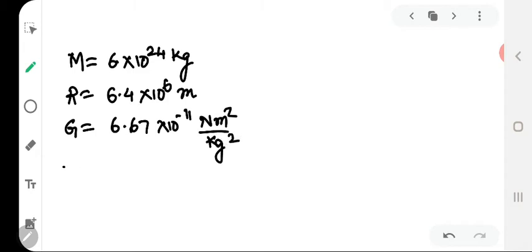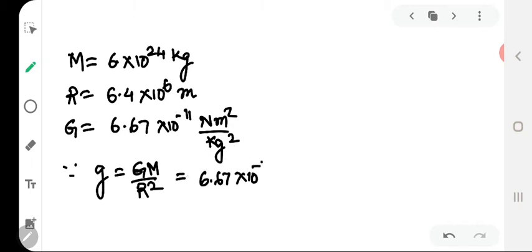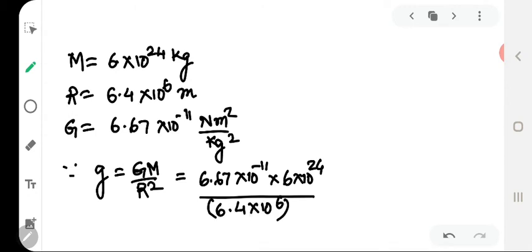So now, substituting in the expression for acceleration due to gravity, since g is equal to GM by r square, that will give us 6.67 into 10 to the power minus 11 into 6 into 10 to the power 24 divided by 6.4 into 10 to the power 6 whole square, and we can put the unit as meter per second square.